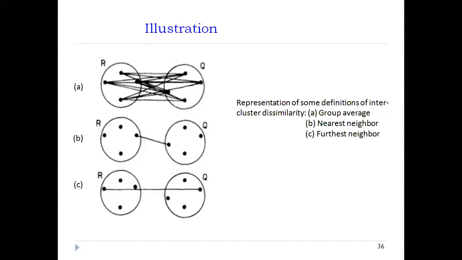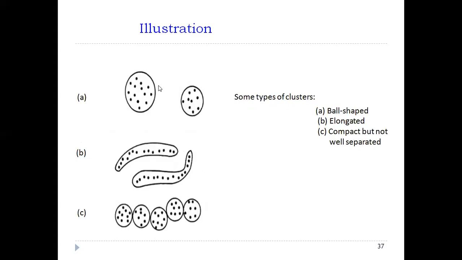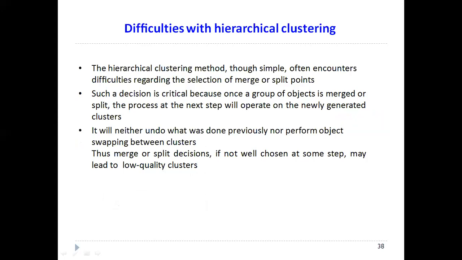So there are different types of clusters. Ball shaped, and a little elongated, and then here the clusters are very compact and not that well separated. Okay. So these are the different types of clusters that one should have. So there are different types of hierarchical clustering that we have discussed, how it works, and how the distances are calculated.